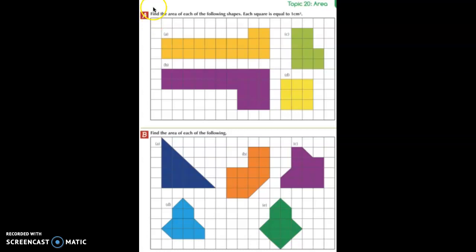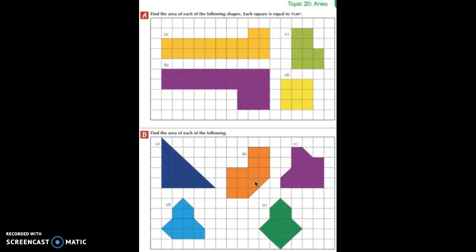So let's read the top. Find the area of each of the following shapes. Each square is equal to 1 centimeter squared. For each of these questions, and I'll put it up in Seesaw, you will have to draw out each shape A, B, C, D in part A and A to E in activity B. You will draw out the shape and you will write the area beside it.